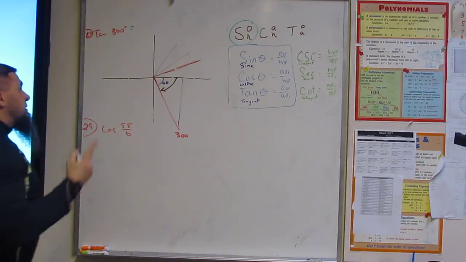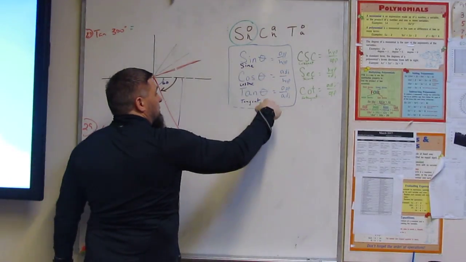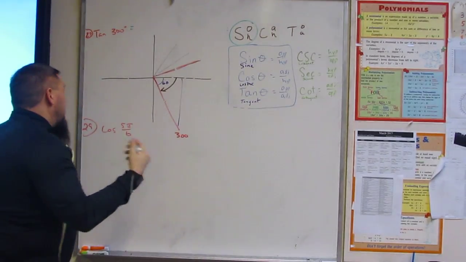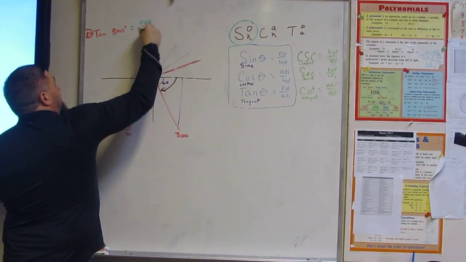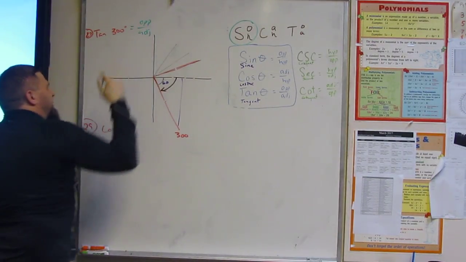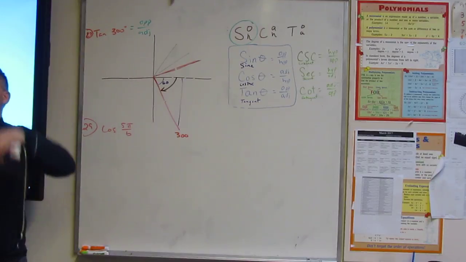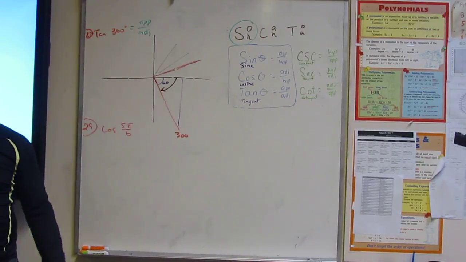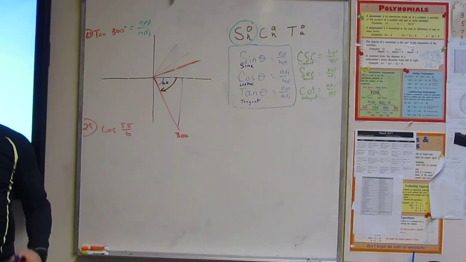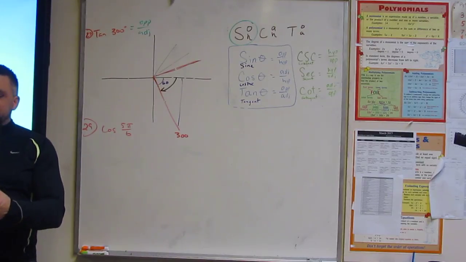Think about this. Tangent is equal to? Yeah, opposite over adjacent. So, okay, we did it on a calculator. We proved that it's going to be negative. But why is it negative? I don't get it. Well, this is why.